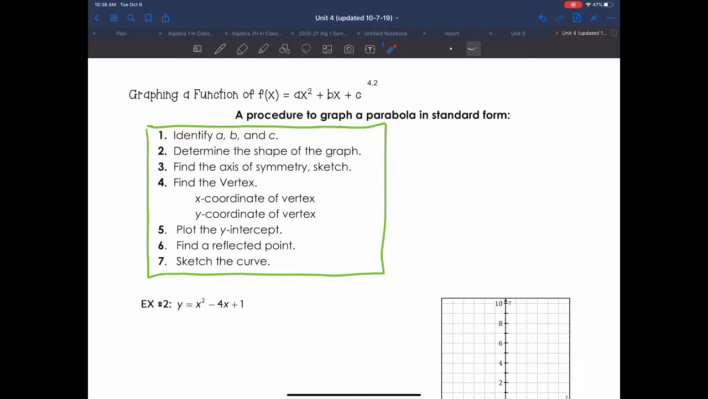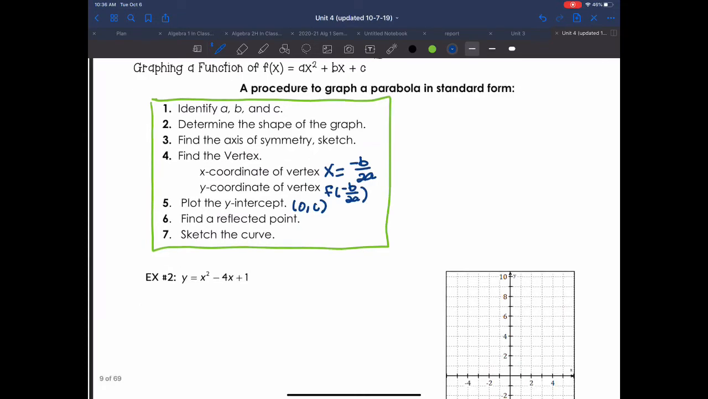The third thing we're going to do is find the axis of symmetry, and then we're going to sketch the graph. Then we're going to find the vertex, okay? For the vertex, we have to find the x-coordinate using x equals opposite b over 2a. And then we have to find the y-coordinate by plugging in whatever we got for x. So f of opposite b over 2a, okay? Then we're going to plot the y-intercept. Remember, the y-intercept is represented by 0, c. Then we're going to find a reflected point, and we are finally going to sketch the curve. So let's go ahead and move down to example number 2.